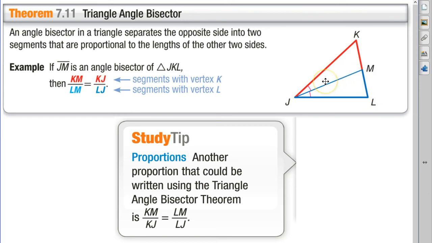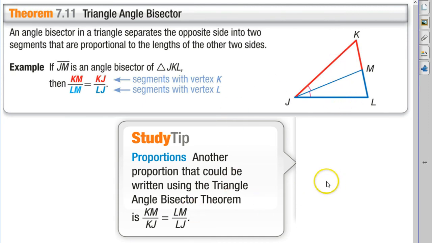Well, there are two ways to write this up. You can say KM over LM, which is the part over the other part. It's similar to the other two sides of the triangle. And KM is adjacent to KJ, so we use that one as the corresponding part. So KM over KJ, or KM goes to KJ and LM goes to LJ. So KM over LM equals KJ over LJ.